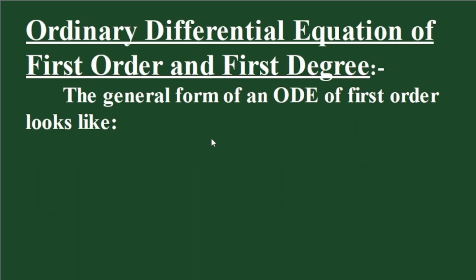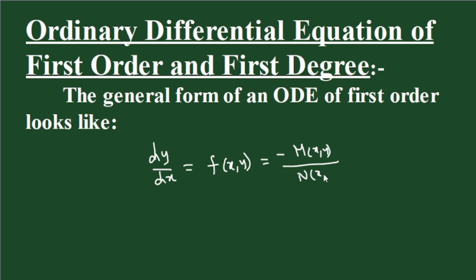The ordinary differential equation of first order and first degree will look like dy by dx equal to some f of xy, right? So here the order is 1 and the degree is also 1. Now let us write this f of xy as some m of xy by n of xy. We can write it like that.